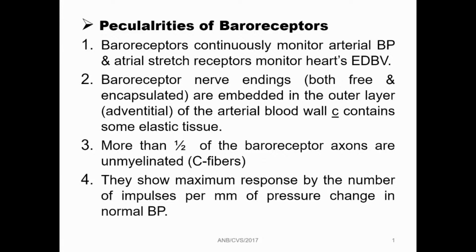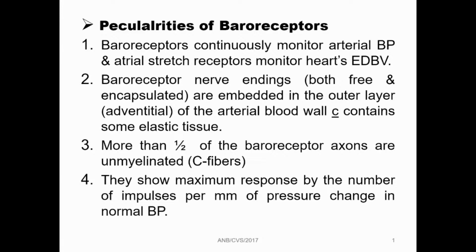And then there is the B type of fiber. Why are they categorized like that? According to their diameter, according to rate of impulse conduction, according to duration of their action potential and so on. However, more than half of the baroreceptor axons are unmyelinated. This is the third category of nerve fiber classification, which are unmyelinated, the C fibers. Now these are mainly involved in the conduction of pain sensation.